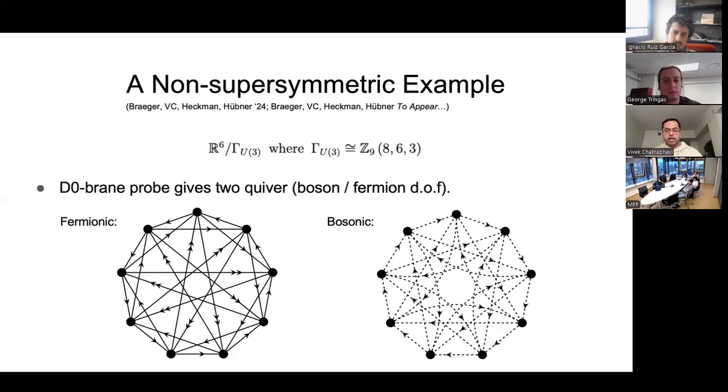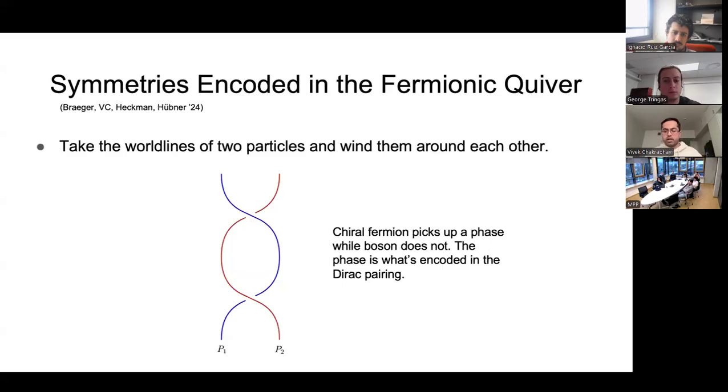And to answer this question, we should recall that the Dirac pairing is really encoding these phases when you wind two of these objects around each other. And we can do that with the worldlines of two of these particles. And under a 2-pi revolution, what we see is that the chiral fermions pick up a phase, while the bosons do not. And so this is a strong indication that the symmetry data is encoded into the Dirac pairing associated with the fermions and not the bosons.